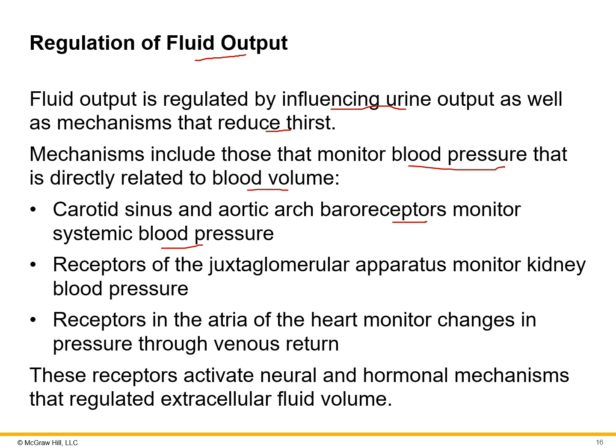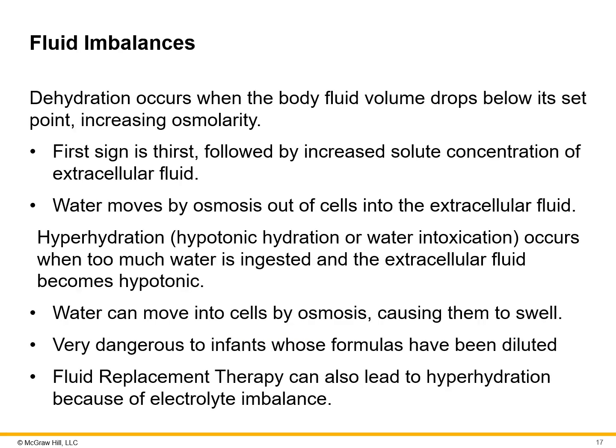The juxtaglomerular apparatus, again, monitors that blood pressure to activate that renin-angiotensin-aldosterone mechanism that can regulate and increase reabsorption. But then also receptors on the atrium monitor changes in pressure through the venous return. So these receptors all activate neural and hormonal mechanisms to regulate how much fluid we're losing.